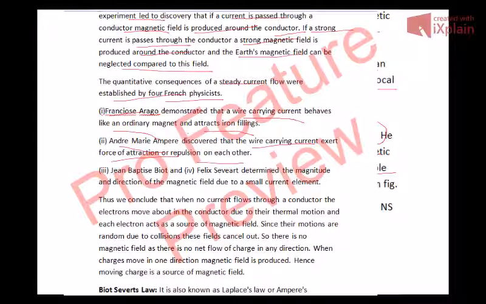Then there were two other scientists, Jean Baptiste Biot and Felix Savart. They independently determined the magnitude and direction of the magnetic field due to a small current.